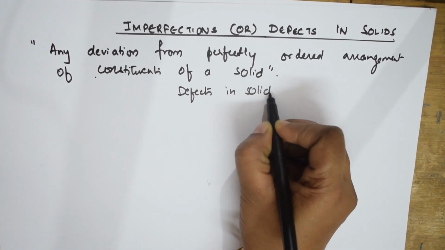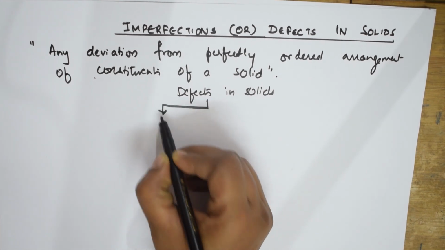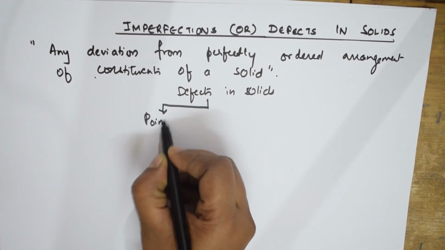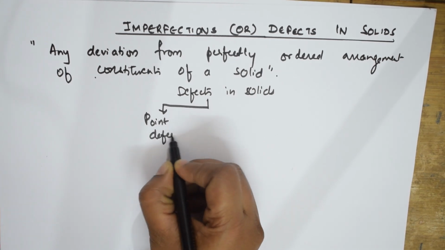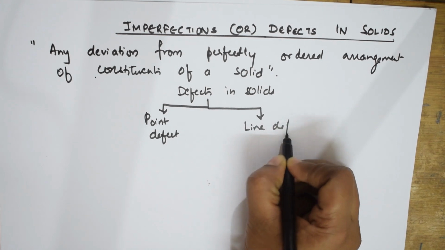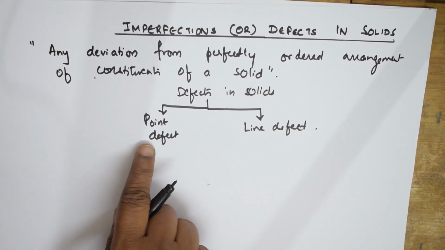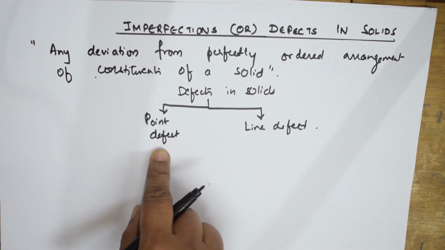what are the different varieties of defects in solids? Let's see. Defects are basically classified into two categories. One is a point defect. The other is a line defect. Point defect and line defect, right? Here, point defect means a deviation from ideal arrangement around a point or atom.